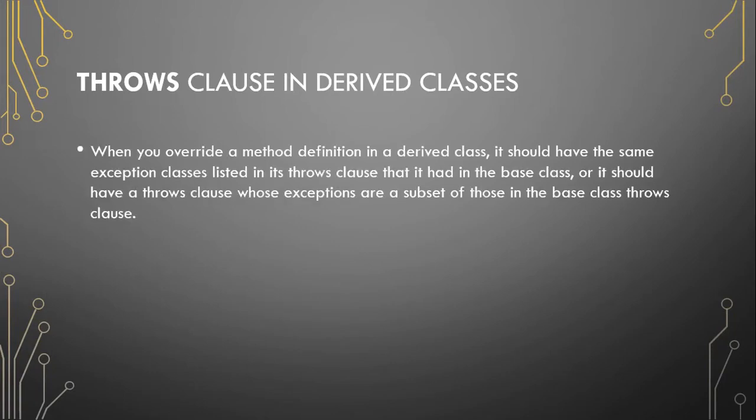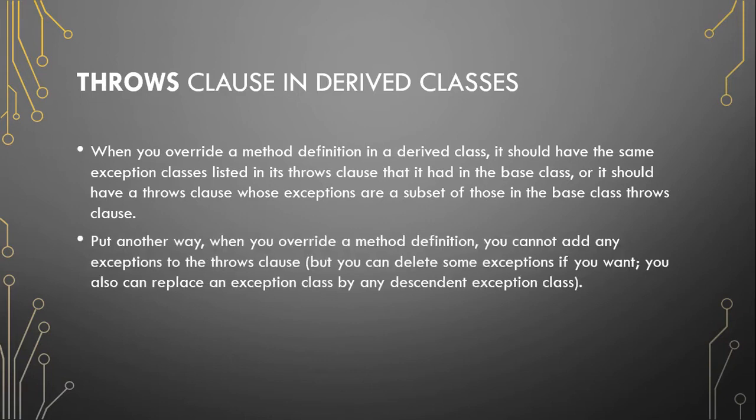All right, and one last thing to talk about for today, which is the throws clause in derived classes. Whenever you override a method definition in a derived class, it should have the same exception classes listed in its throws clause that it would have in its base class, or should have a throws clause whose exceptions are a subset of the base class throws clause. Put another way, when you override a method definition, you cannot add any exceptions to the throws clause, but you can delete some exceptions if you want. You can also replace an exception class by any descendant exception class.